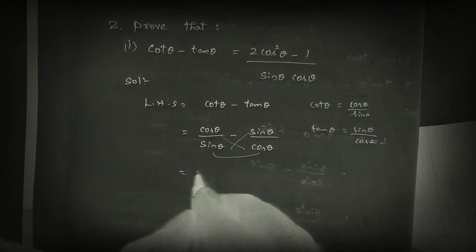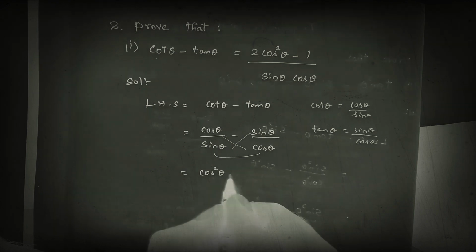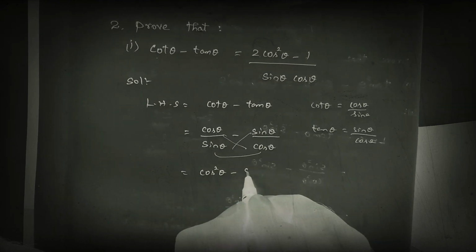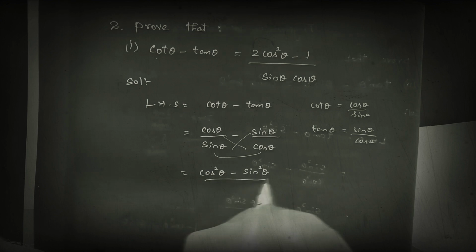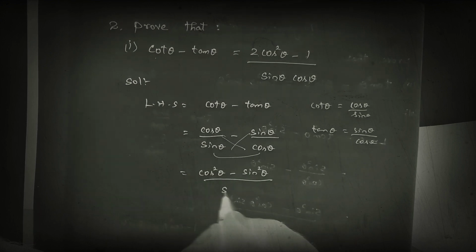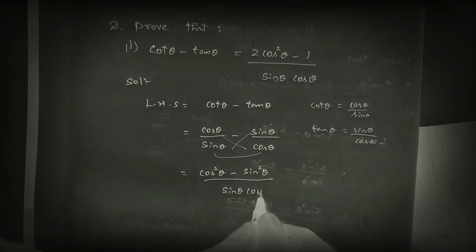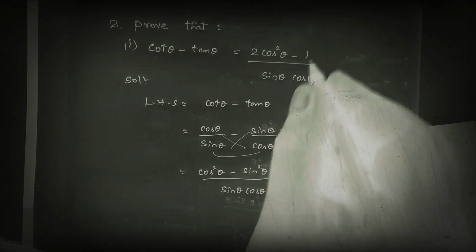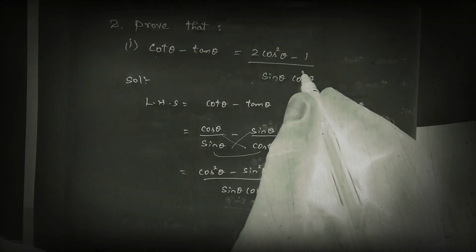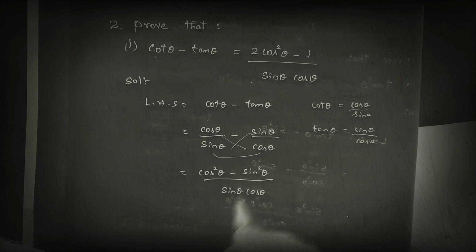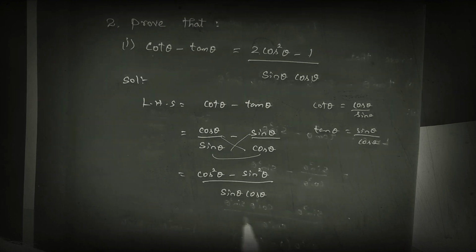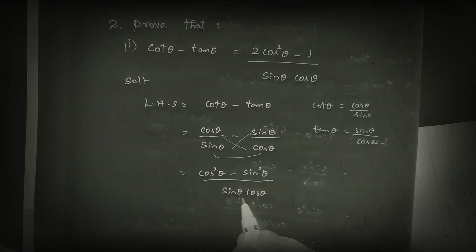So cos theta into cos theta, cos square theta minus sin theta into sin theta, sin square theta, divided by sin theta into cos theta. While we are simplifying, always you have to check whether we got the RHS or not. If it is not so, we are very close here. Still, what we want is to get the RHS.